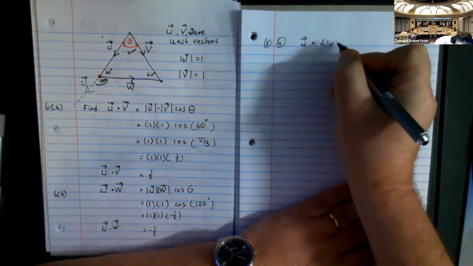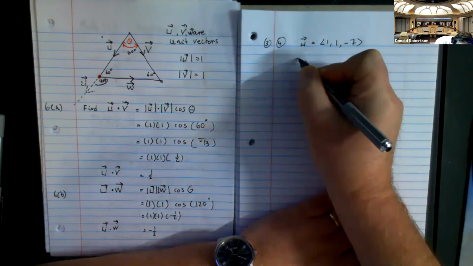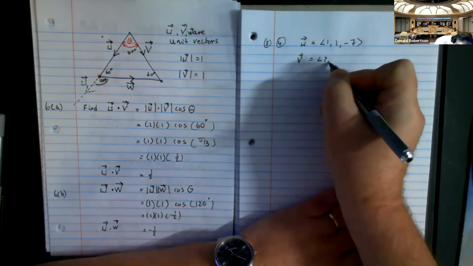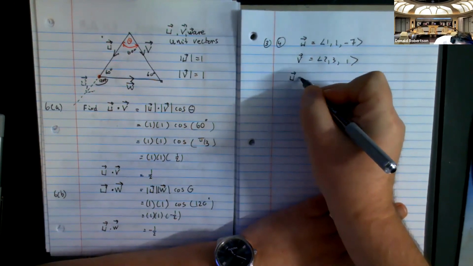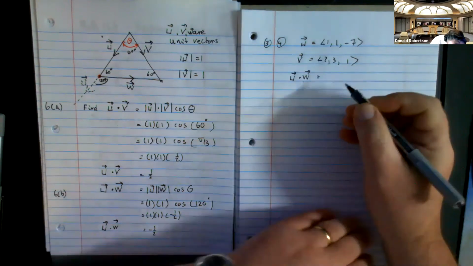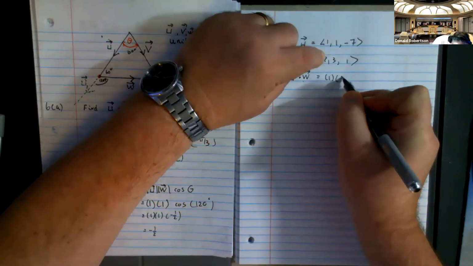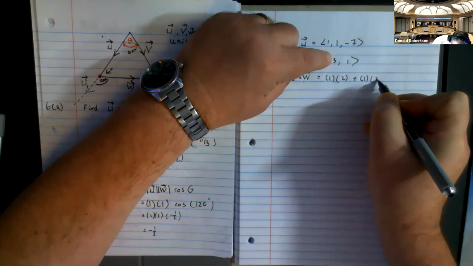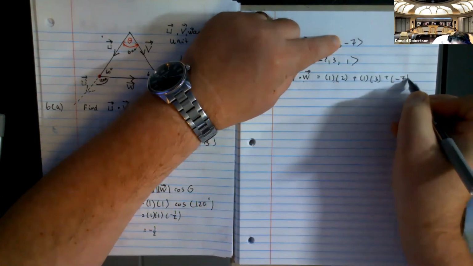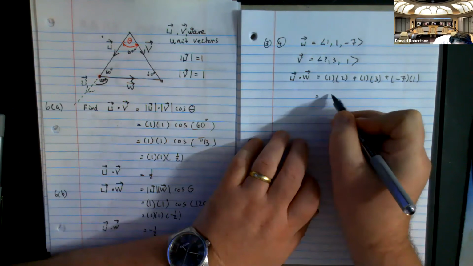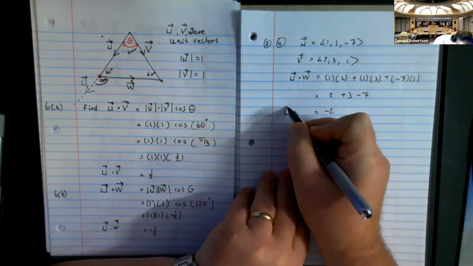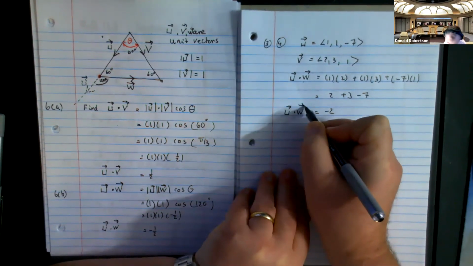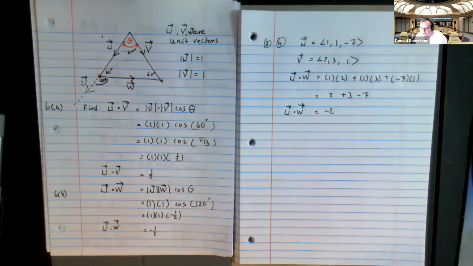Suppose this guy is 1, 1, negative 7, and this guy is 2, 3, 1. Then if you want to get the dot product, you go 1 times 2 plus 1 times 3 plus -7 times 1, and 2 add 3 take away 7. I believe the answer is -2. I mean, if you just tell me the components, isn't the dot product just plug and chug, right?